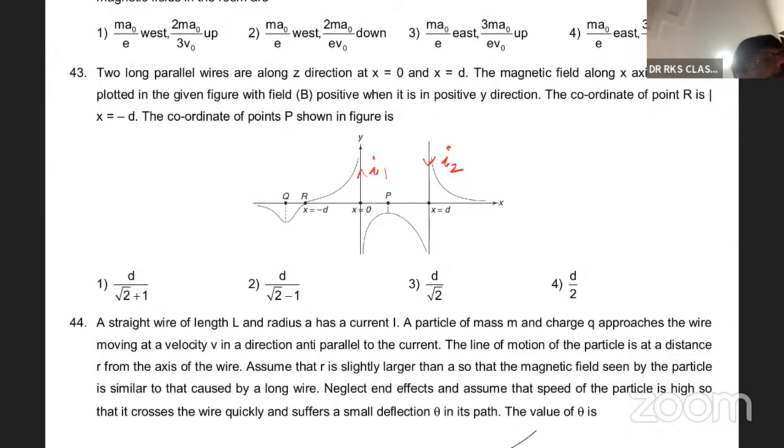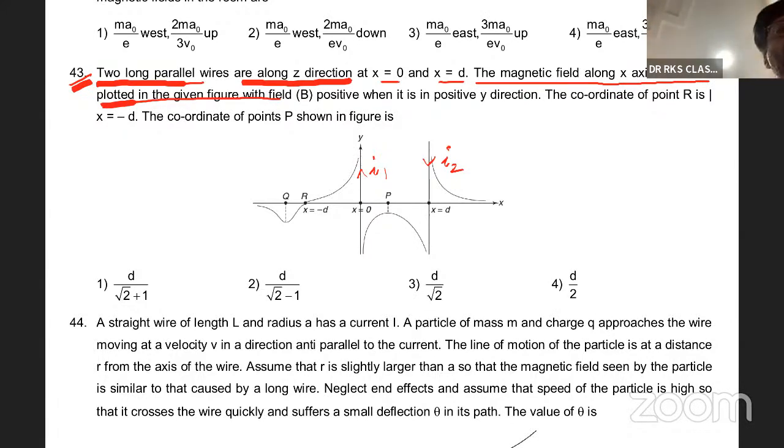Good evening. Let us solve the 43rd problem, where two long parallel wires are along the z direction at x equal to 0 and x equal to d. That means the distance between the two is d. The magnetic field along the x-axis has been plotted as shown in the figure.